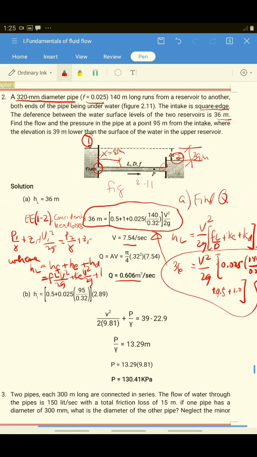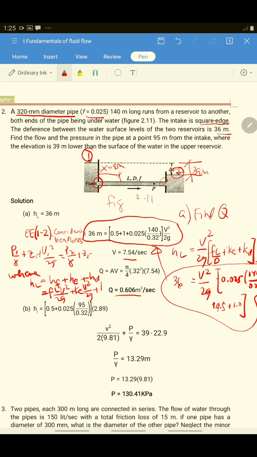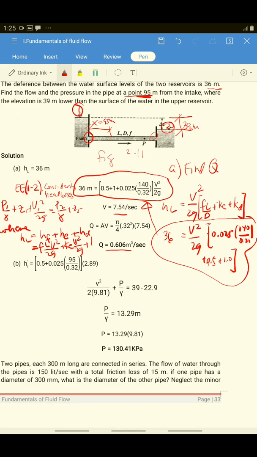It is said that we are going to determine the pressure in the pipe at 0.95. So you can just change the length. Okay, the same formula as this. But we don't have the discharge anymore, because if we are going to draw for letter B, it can be like this.